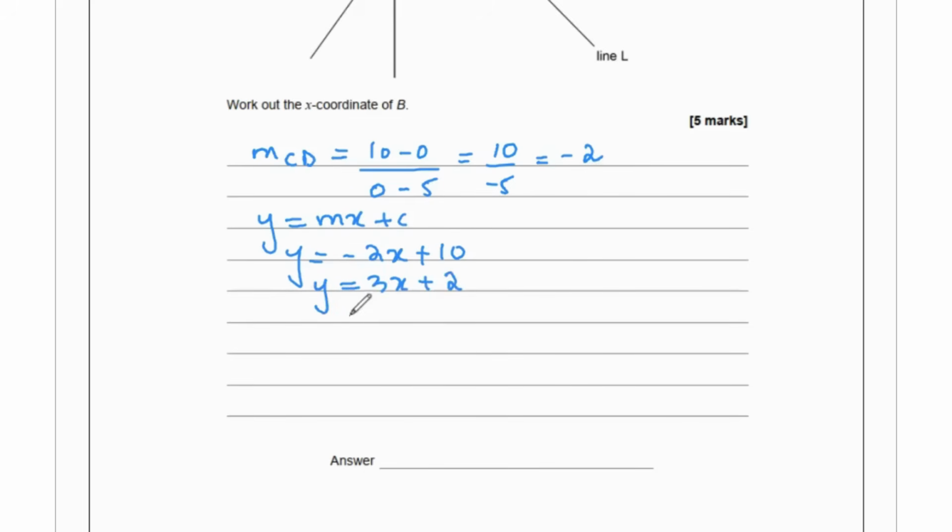So we put them equal to each other. 3x plus 2 equals negative 2x plus 10. 3x plus 2x equals 10 minus 2. 5x equals 8. X equals 8 over 5. So that is your answer for the x-coordinate of B.